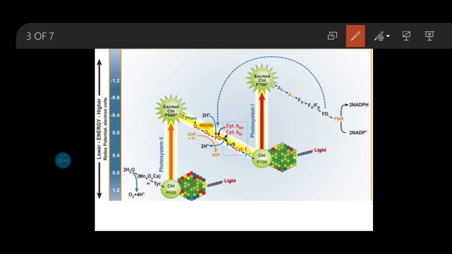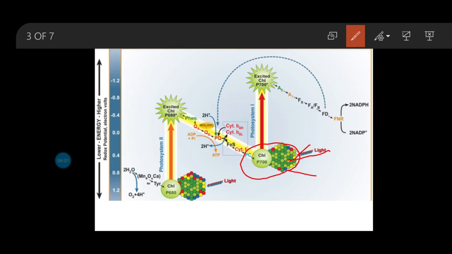Now we will discuss cyclic photophosphorylation. In cyclic photophosphorylation, only one photosystem is involved, that is PS1. PS2 doesn't participate in cyclic photophosphorylation. So now see what happens in cyclic photophosphorylation. See here it is PS1, or P700.